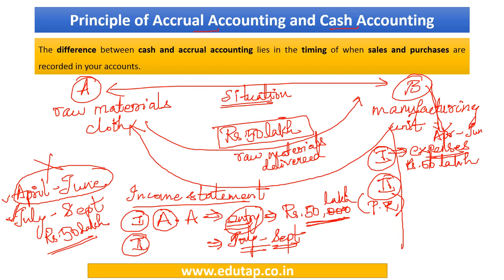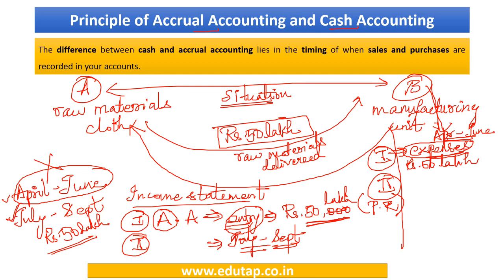Has it made the payment yet? No, it hasn't made the payment yet. But what has happened? It has received the raw material worth rupees 50 lakh, and it is actually liable to make the payment to A. So what it does is it accounts these expenses in the April to June quarter itself. Why? Because it is following the accrual accounting method of preparing the income statement. Now come to the next situation.